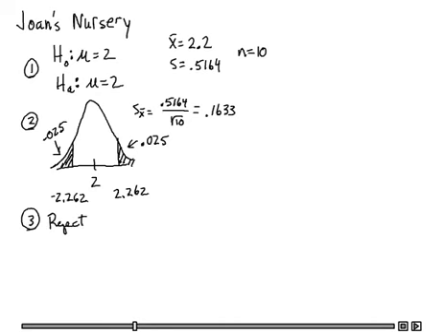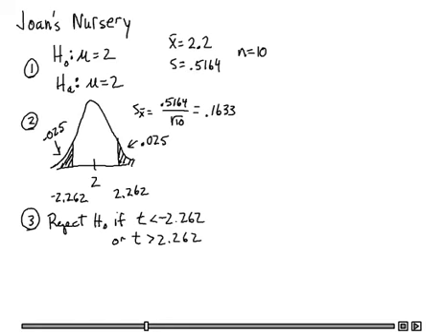And in step 3 I can create my rejection rule. I'm going to reject H sub 0 if my test statistic T is less than negative 2.262, or my test statistic is greater than 2.262.